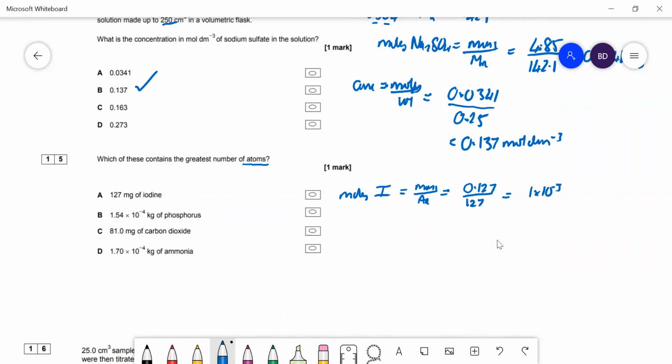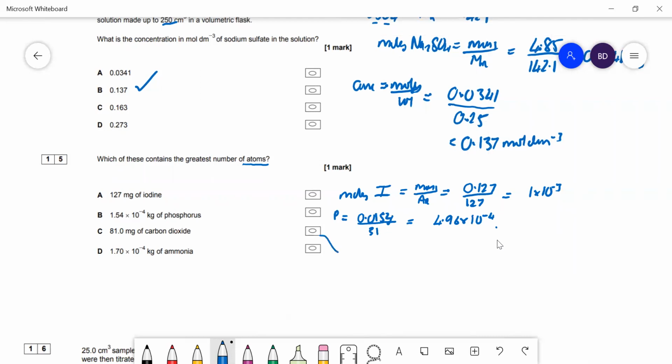This one, phosphorus, is going to be mass over Ar. We've got 1.54 times 10 to the minus 4 kilograms, which is multiplied by 1,000 to give us the grams. So that's 0.0154 grams, divided by phosphorus, which is 31. So that gives us 4.96 times 10 to the minus 4. Okay, so the iodine's winning at the moment.